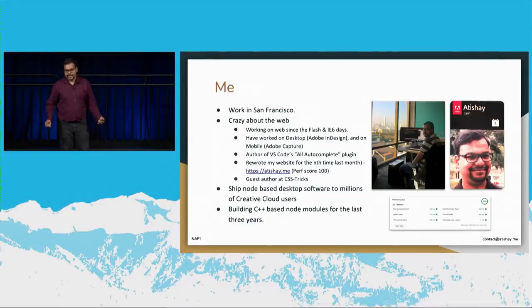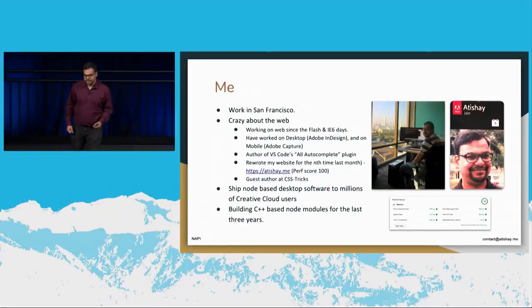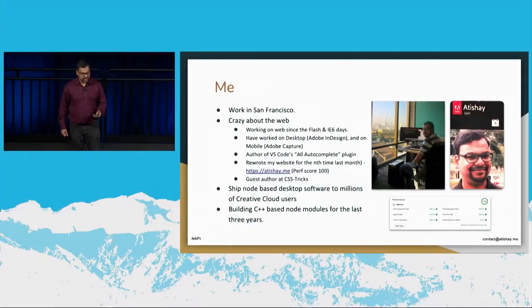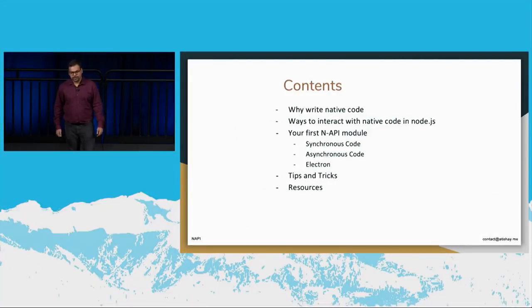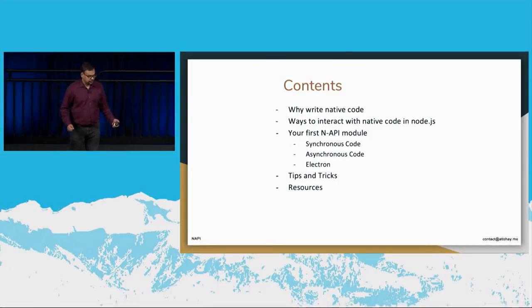Since we ship to a variety of machine configurations, and Node.js is really built for the server side, there are some issues that Node doesn't solve, and for that, we need to go down to the native layer. And to go down to the native layer means working in C++. I am the go-to guy in my team to work with C++, and I've been doing it for the last 3 years. In this talk today, we'll talk about why we should write, or when we should write, native code.